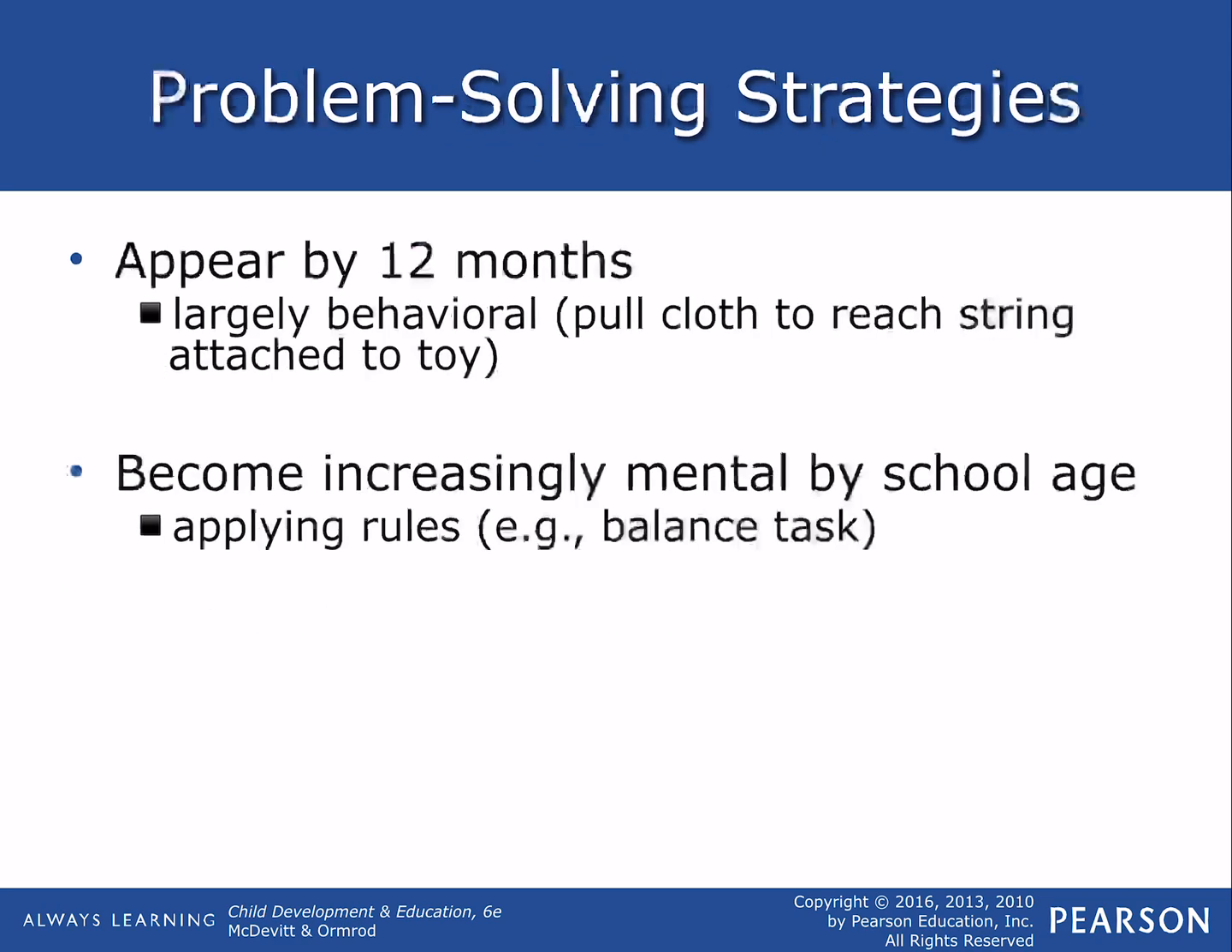Okay, problem solving. It can appear by 12 months, so that's pulling a cloth to reach a string attached to a toy. Even animals can do this. All right, basic problem solving. It's usually very physical, but it becomes increasingly mental by school age. So applying rules. This balance task is something like put the bigger piece on the bottom and the smaller piece on the top if you want things to balance, right? So applying rules and understanding how the world works and what strategies you can use to achieve your goal.